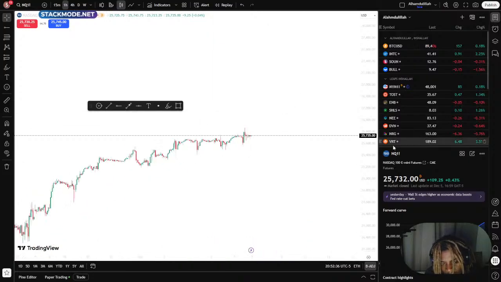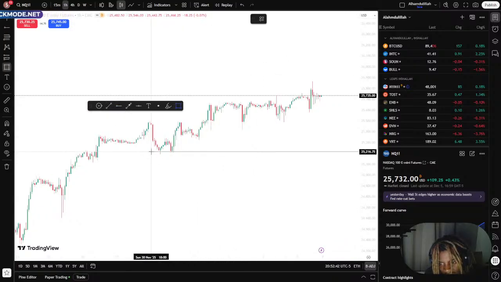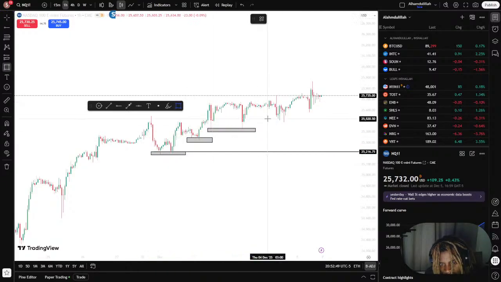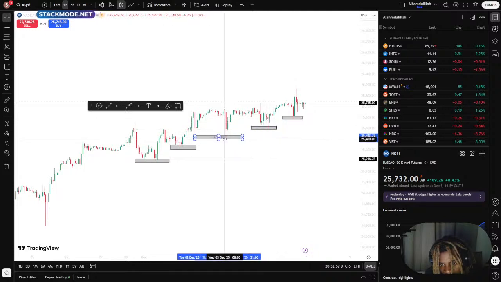Yeah, the 1 hour could be decent too. It's like a bigger version of the 15-minute. You can still see the higher lows exactly how you need. We got one right here, one here, here, here, here. Okay, so we got some higher lows, you know?